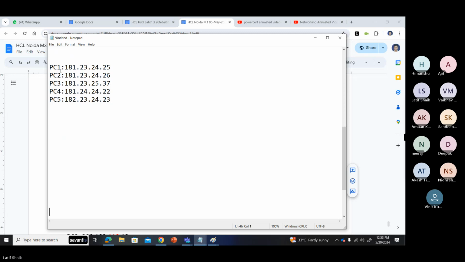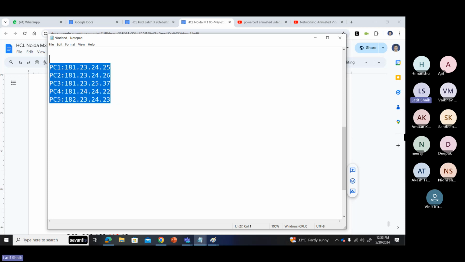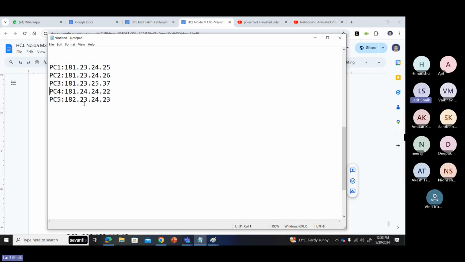See, I have 5 systems I configured with these IP addresses. And I found PC4 is unable to communicate with PC3, PC2, PC1, as well as PC5. And I find that PC5 is also not communicating to anyone, or anyone is not communicating to PC5, and PC4 also. Where is the problem? Why are PC4 and PC5 not communicating to PC3, PC2, PC1? What is the problem here? Different network. Yes, different networks.